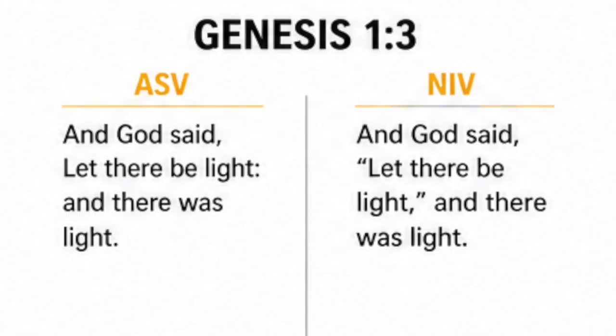Powerful pattern begins. From here, Genesis repeats a structure. God speaks, something happens, God evaluates. It was good. This pattern builds our entire creation story. Simple takeaway: Genesis 1:3 shows reality responds to God's word. Light is the first step from chaos to order.